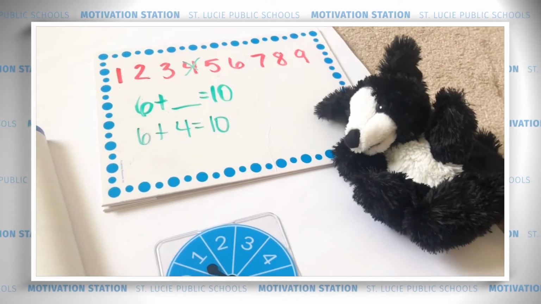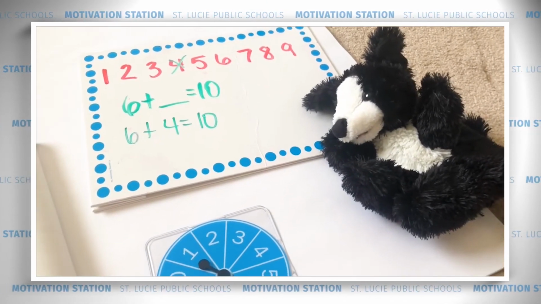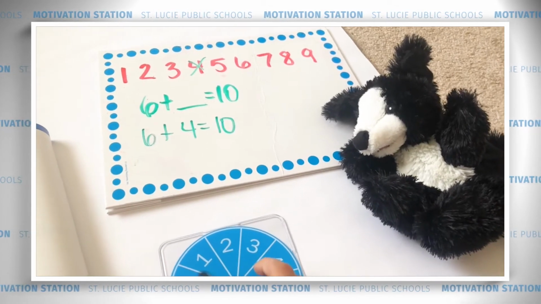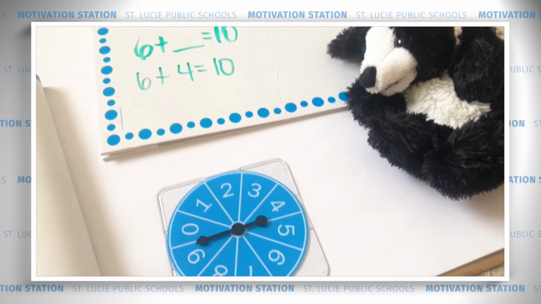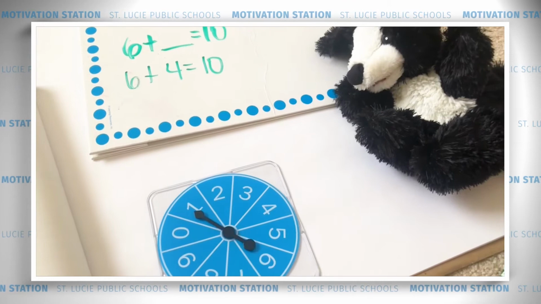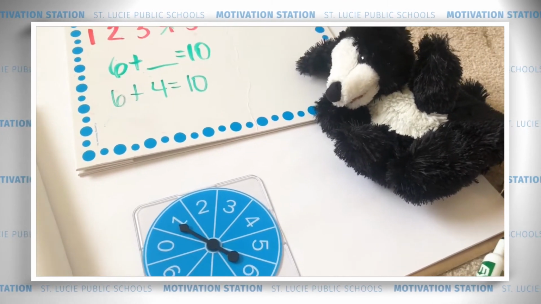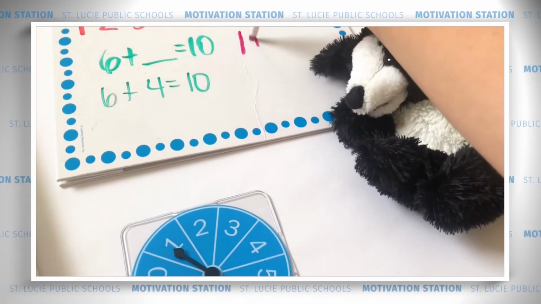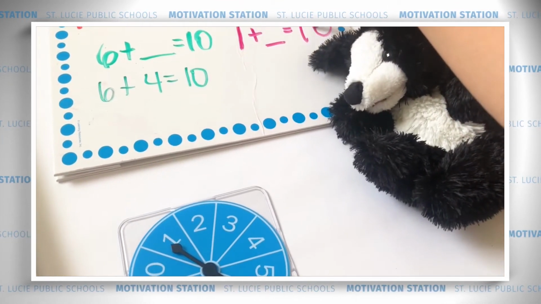So now it's Puppy Dog's turn, and she said that I could write for her because it's kind of hard for her to write with her paws. Now let's just pretend that Puppy Dog spins a 1. Oopsies, a 1. So what equation is Puppy Dog going to write? That's right, 1 plus blank equals 10.